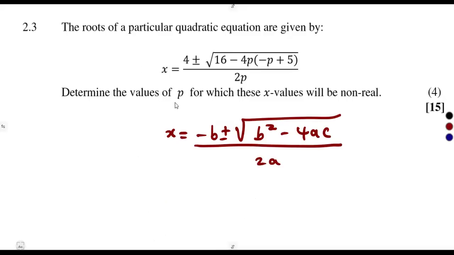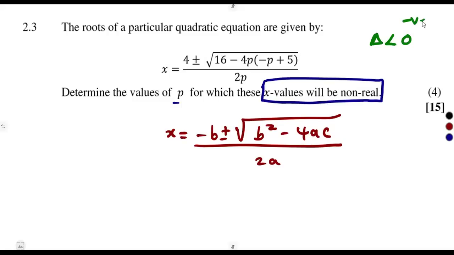Determine the values of p for which these x values will be non-real. For us not to obtain any x value, to say we do not have x values, that is to be non-real. They do not exist. From the nature of roots, when our delta is less than 0, when it is negative, we do not have roots there. The roots are referred to as non-real, do not exist, imaginary.